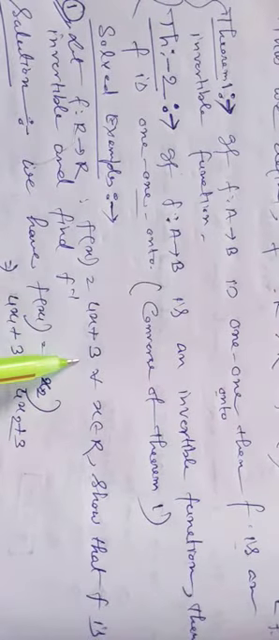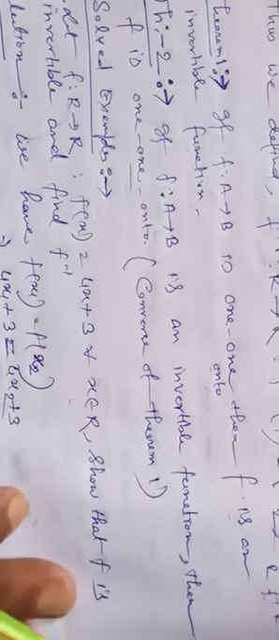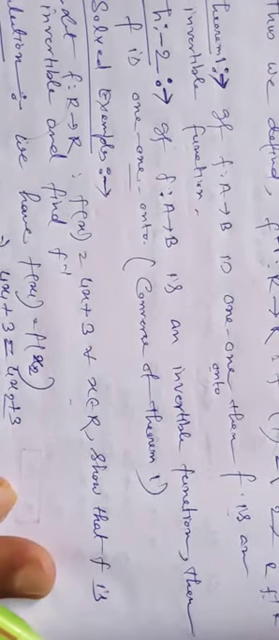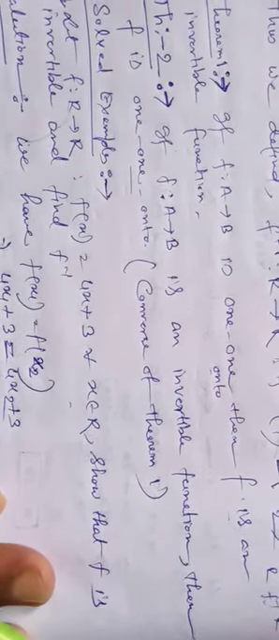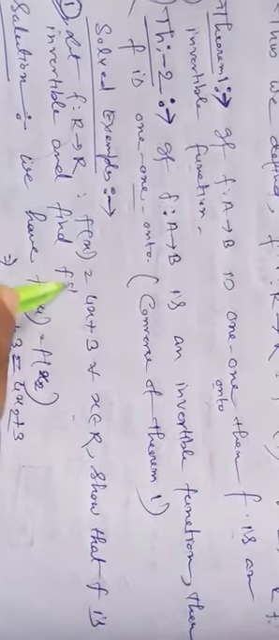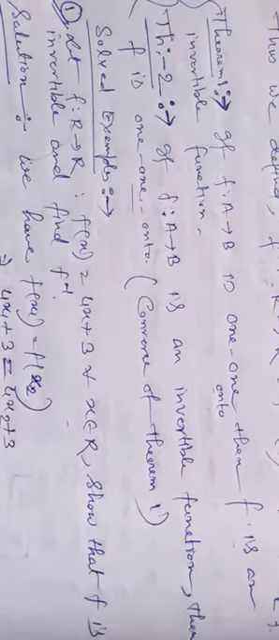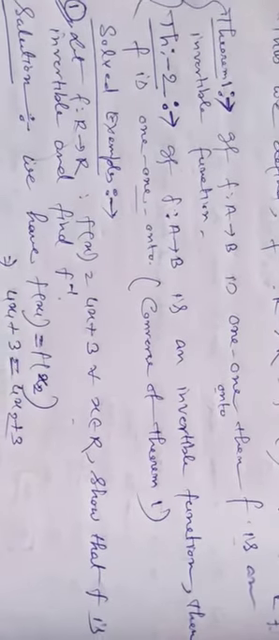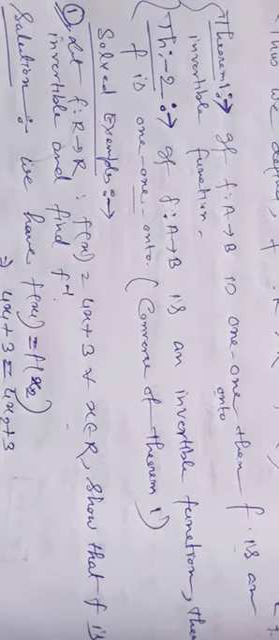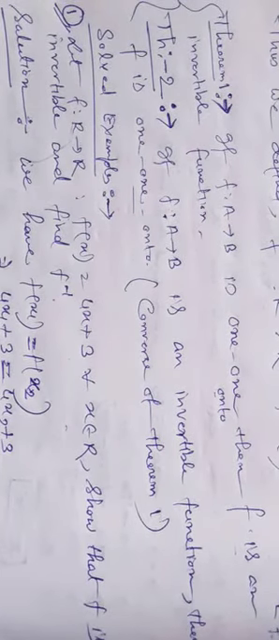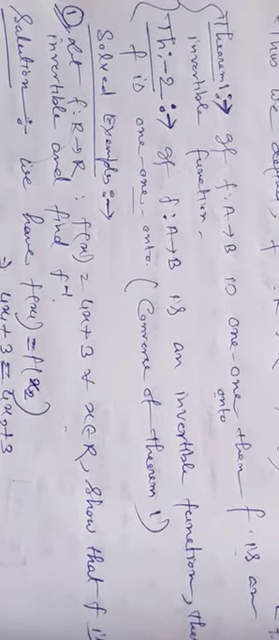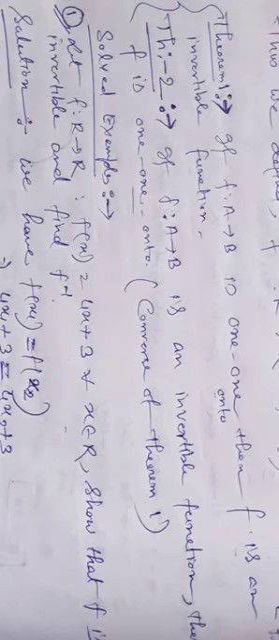Now the first question, my first solved example: let f: R to R be defined as f(x) = 4x + 3 for all x belonging to R. Then we have to show that f is invertible and we have to find f inverse also. To show that f is invertible, we first have to prove that f is 1-1. Next we have to prove that f is onto. Next we have to find the f inverse.